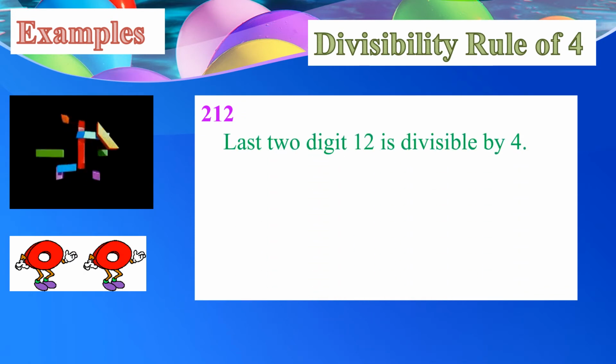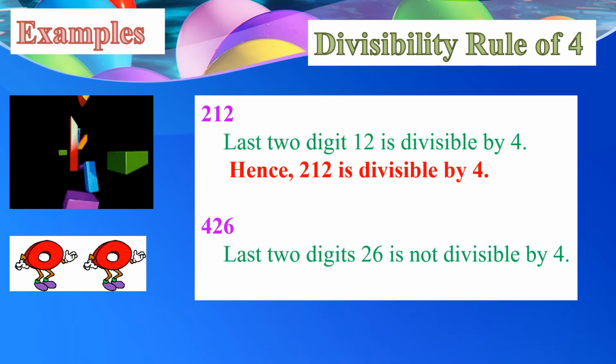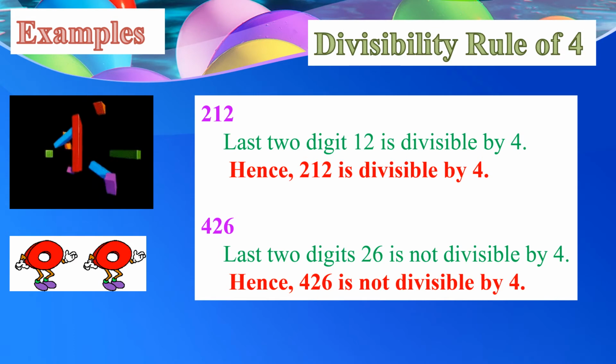212. The last two digits are 12, which is divisible by 4 without leaving any remainder. Therefore, 212 is divisible by 4. The next example, 426. The last two digits are 26, which is not divisible by 4. Therefore, 426 is not divisible by 4.